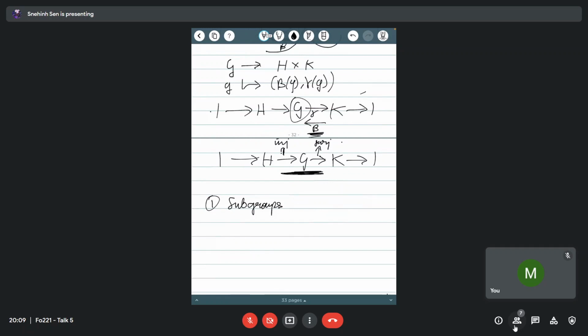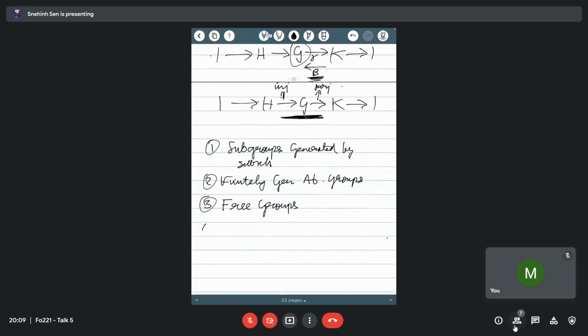Okay. So subgroups generated by elements, by subsets. The next one is finitely generated abelian groups. This is an extra thing which hasn't been covered in the course, but free groups are also very important. These are like words, basically, nothing else. Give me an alphabet and I'll write words in A, B, and I'll include the inverses of the alphabet as well. Just arbitrary stuff.